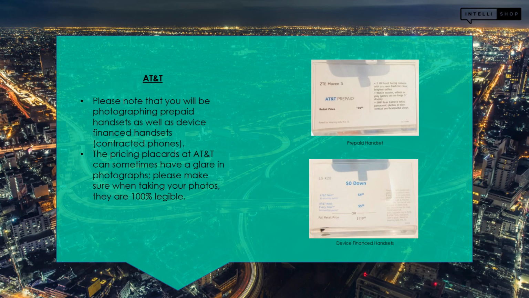For AT&T locations, please note that you will be photographing prepaid handsets as well as device finance handsets. These are also known as contracted phones. The pricing placards at AT&T can sometimes have a glare in the photographs. Please make sure when taking your photos they are 100% legible and have no glare.